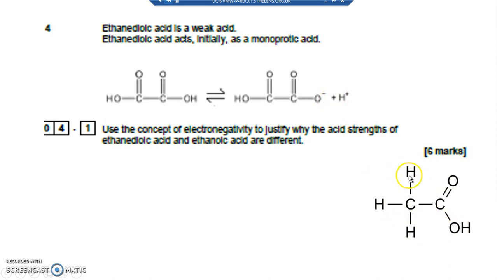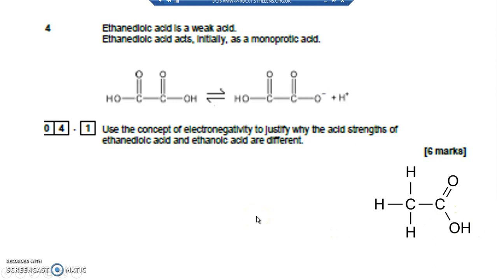But this CH3 here is not going to help because that repels electrons. It's going to push electrons the other way. So instead of moving the electrons onto the oxygen and releasing the H+, that CH3 is actually going to push them the other way and not move them onto the oxygen. It's actually going to push them onto the hydrogen.